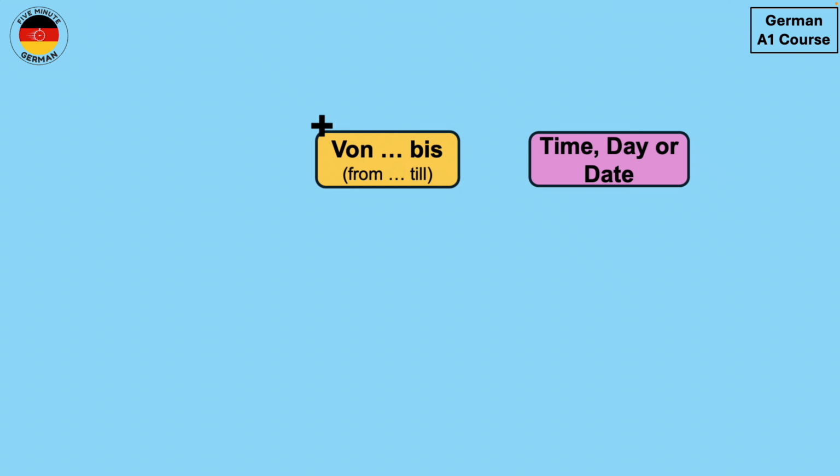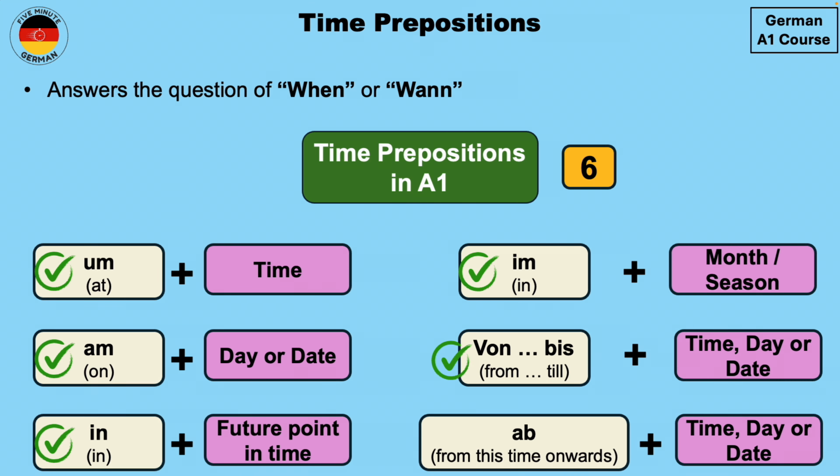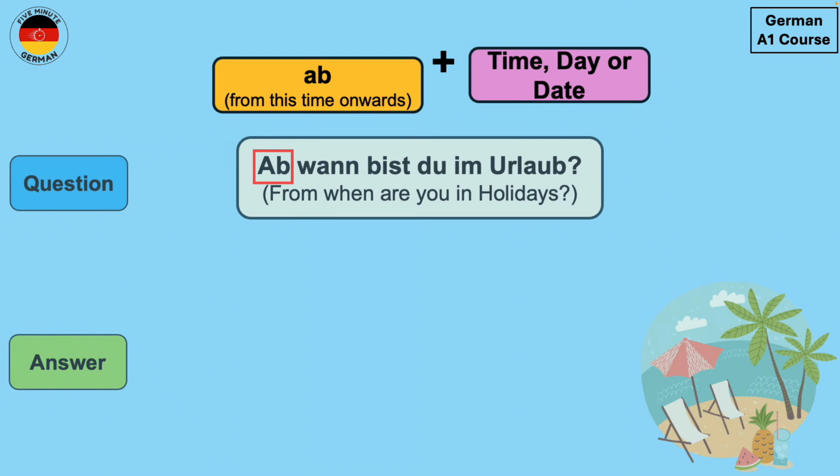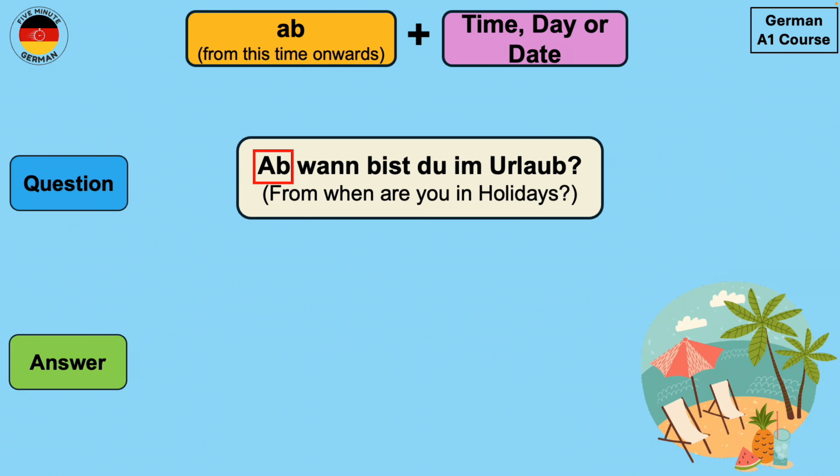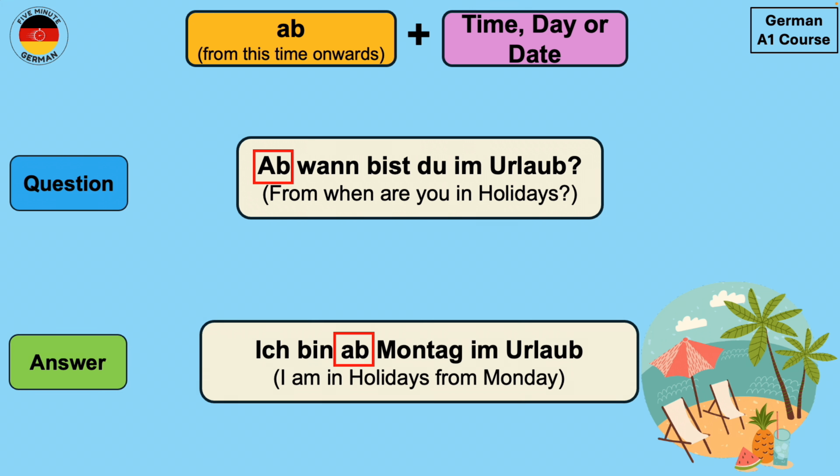And now let's take a look at the last preposition, which is "ab", which means from this time onwards. And this is also used with time, day or date. So we have the question, "Ab wann bist du im Urlaub?" From when are you on holidays or going on holidays? You can answer this by saying, "Ich bin ab Montag im Urlaub." I am on holidays from Monday or Monday onwards.